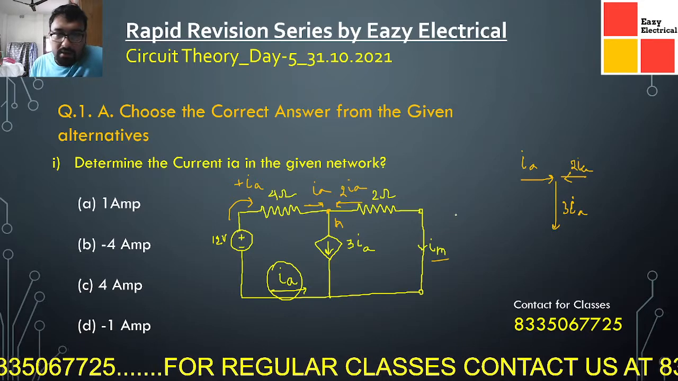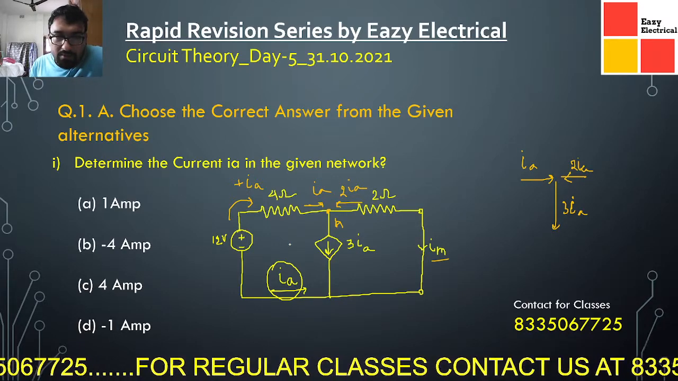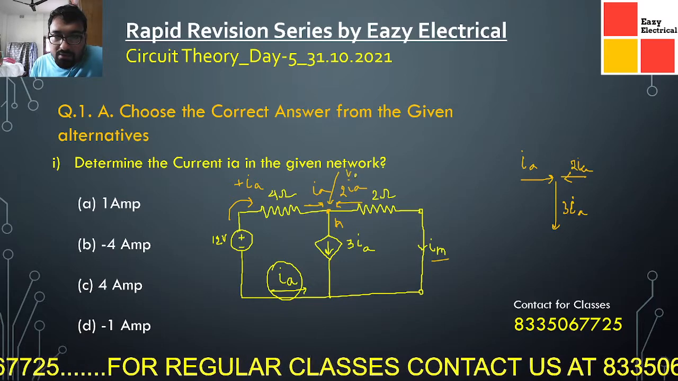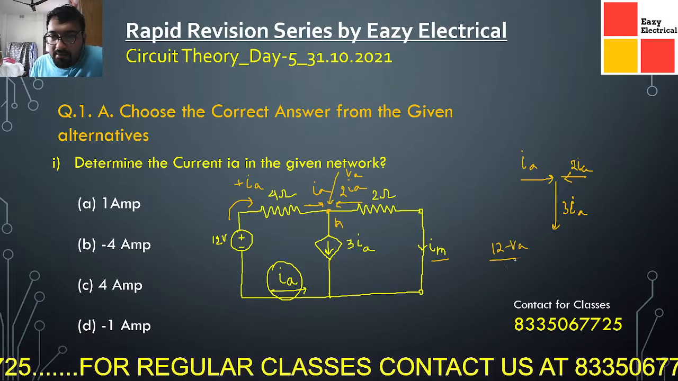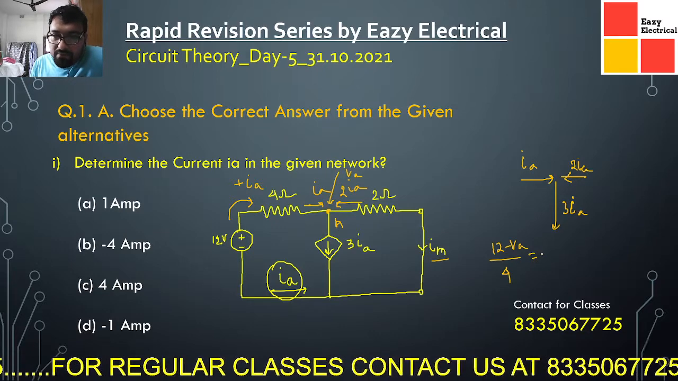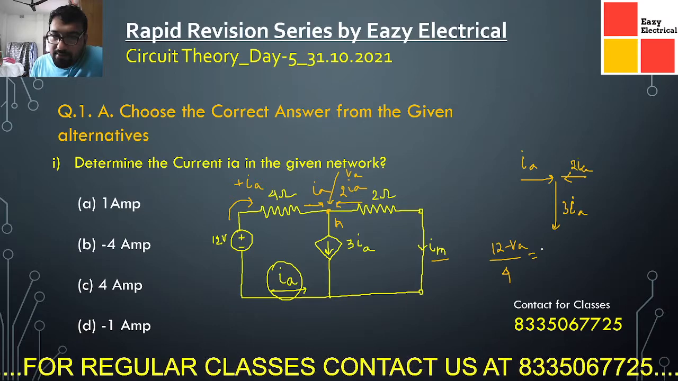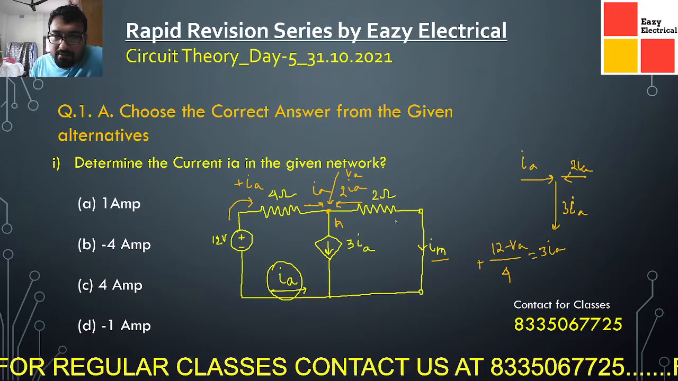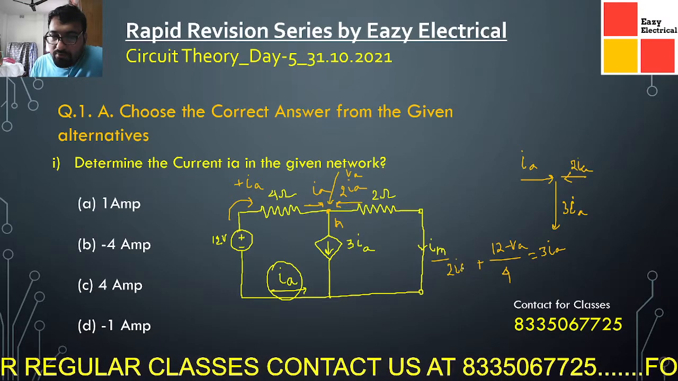Now if I do this in a different way, suppose here you consider a potential VA. So 12 minus VA divided by 4 will give us this current, which is 3IA, and here you have to add this current as well, that is 2IA. 2IA you need to calculate.